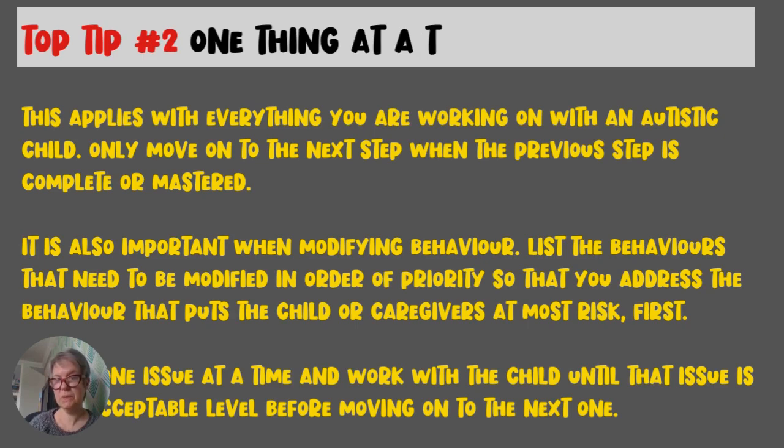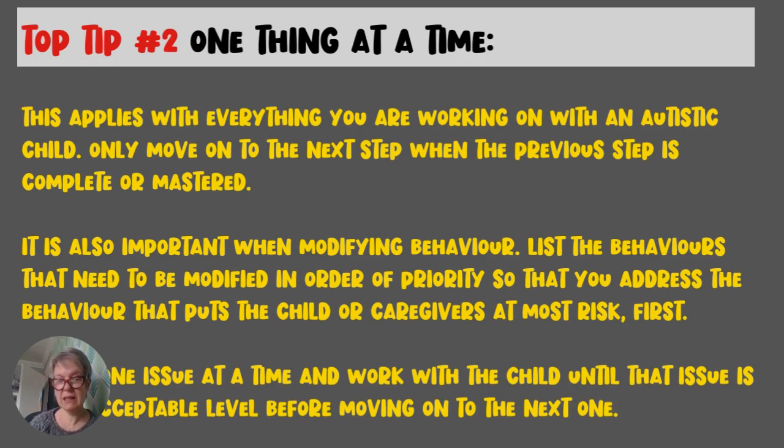Top tip number 2, one thing at a time. This applies with everything you are working on with an autistic child. Only move on to the next step when the previous step is completed or mastered. It is also important when modifying behaviour.